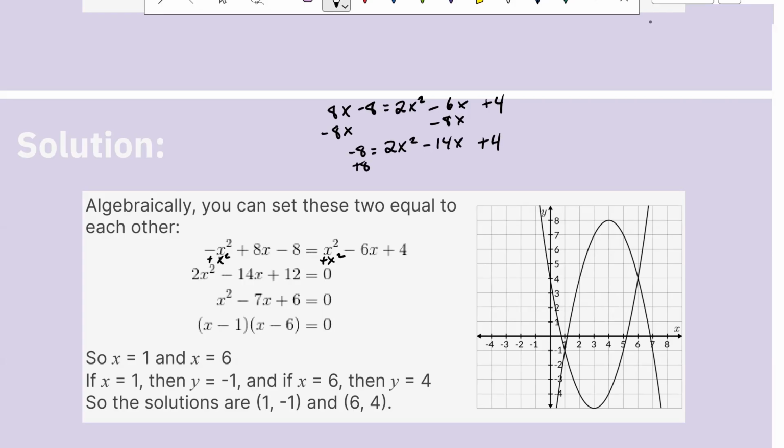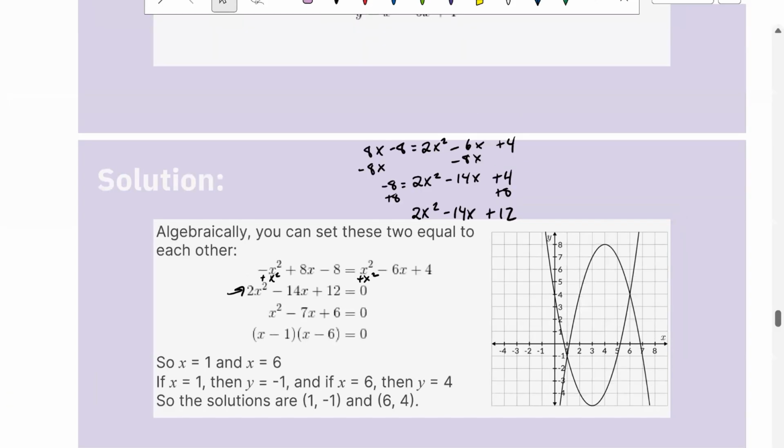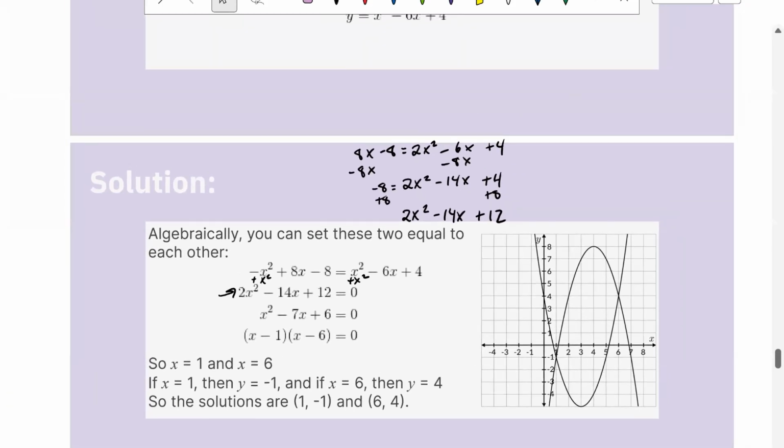And we're going to add 8 to both sides. We get 2x squared minus 14x plus 12. And so that's how we get this equation here. So let's take a look at what we've done so far. We've set these equal to each other, and now we've set it equal to 0.